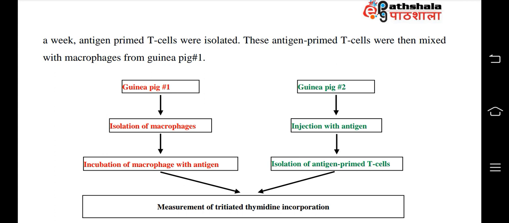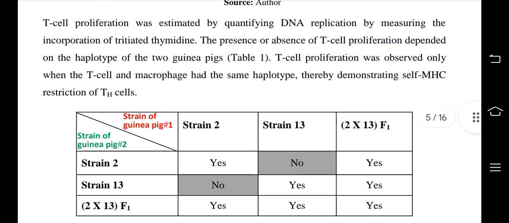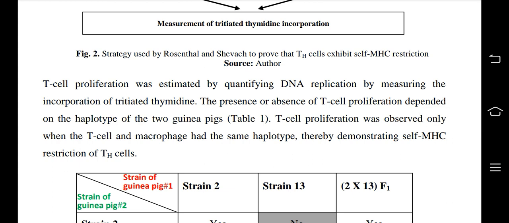Guinea pig 1: isolation of macrophages, then incubation of the macrophages with antigen. Guinea pig 2: immunization with antigen, isolation of antigen-primed T cells, then measurement of tritiated thymidine incorporation. This is the strategy used by scientists to prove that Th cells exhibit self-MHC restriction.